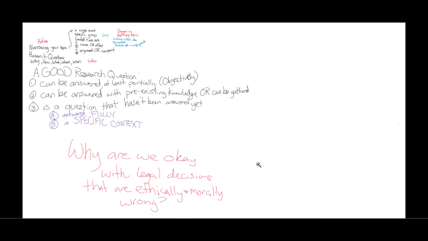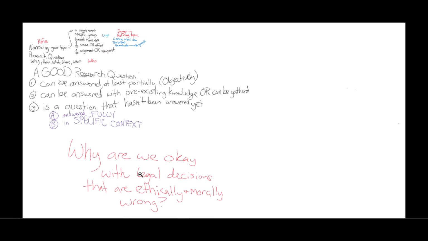Anyway, why are we okay with legal decisions that are ethically and morally wrong? That would be a good research question. It's not the perfect research question. We can still improve on it. But this gives you an idea. We have this why question. Why are we okay with legal decisions?